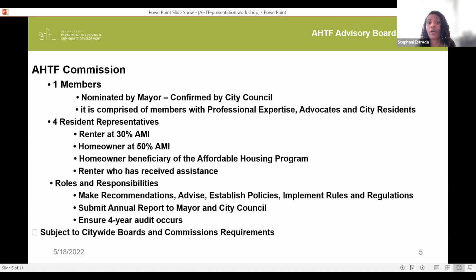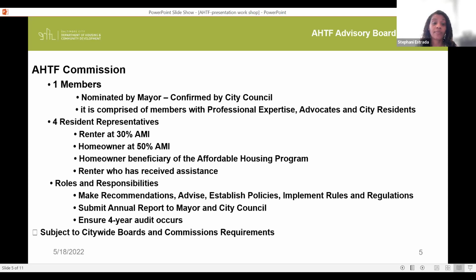The advisory board is made up of, actually that should be 13 members, not 1. 13 members, and they're nominated by the mayor and confirmed by city council. It's comprised of members, again, with professional expertise, advocates, and city residents. The city residents portion of the commission has renters at 30% AMI, a homeowner at 50% AMI, a homeowner that has benefited from the affordable housing program, and a renter that has received assistance.